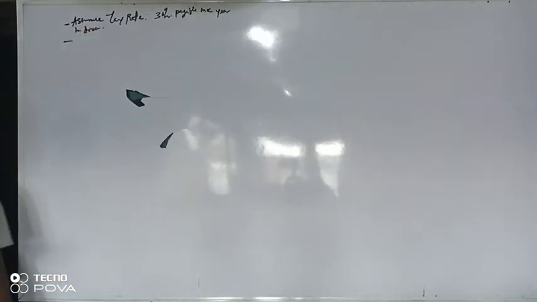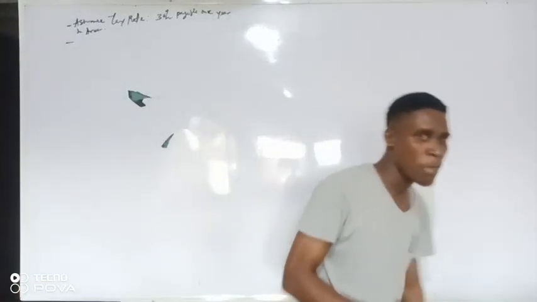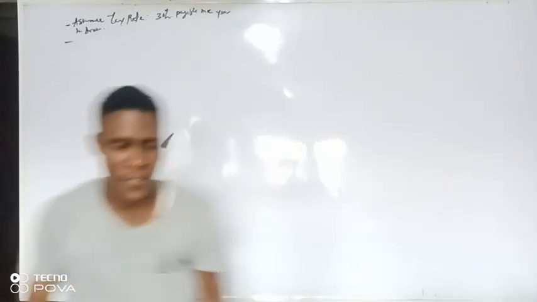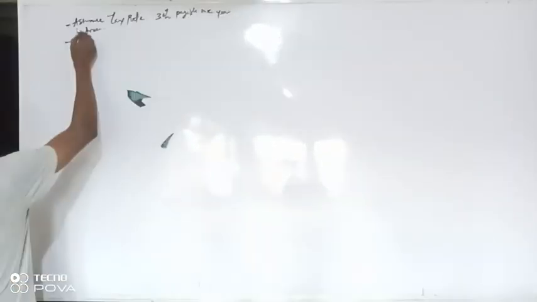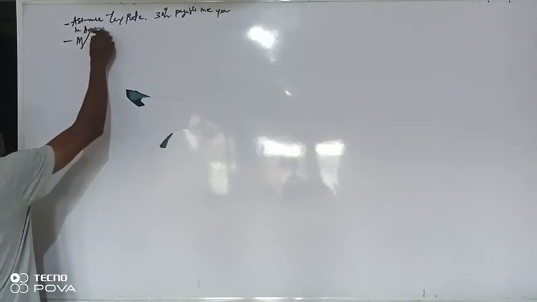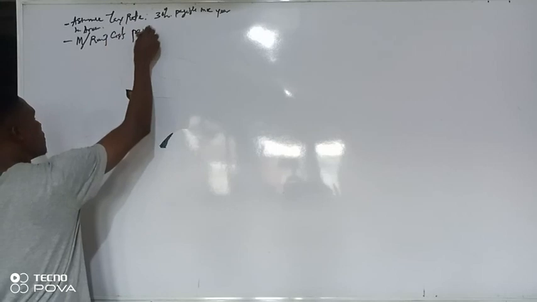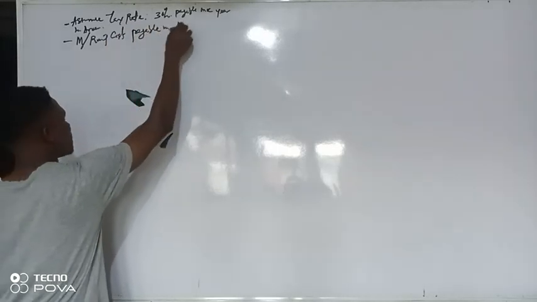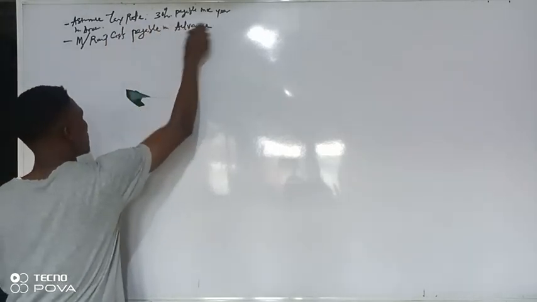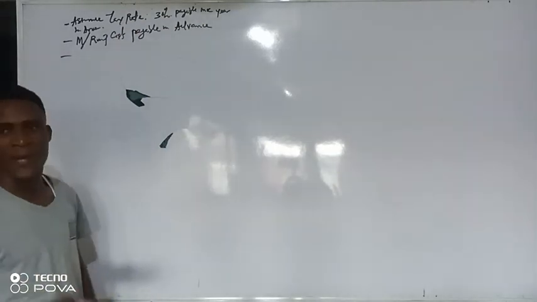Number 2. The maintenance and running costs are paid in advance. Are paid what? In advance. Maintenance and the running costs payable in advance. Then the asset qualifies for capital allowance.